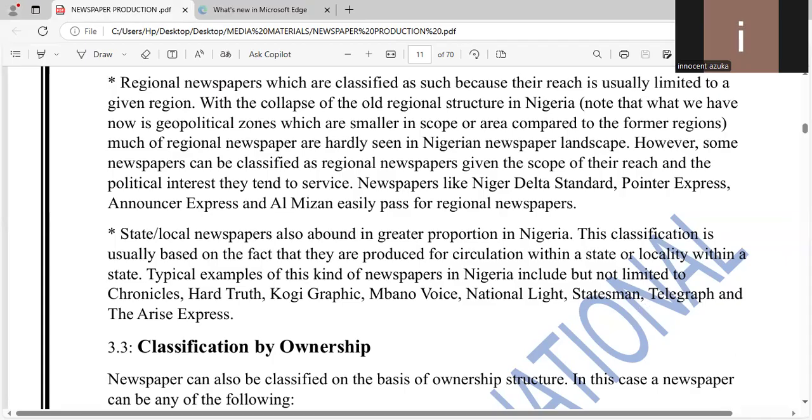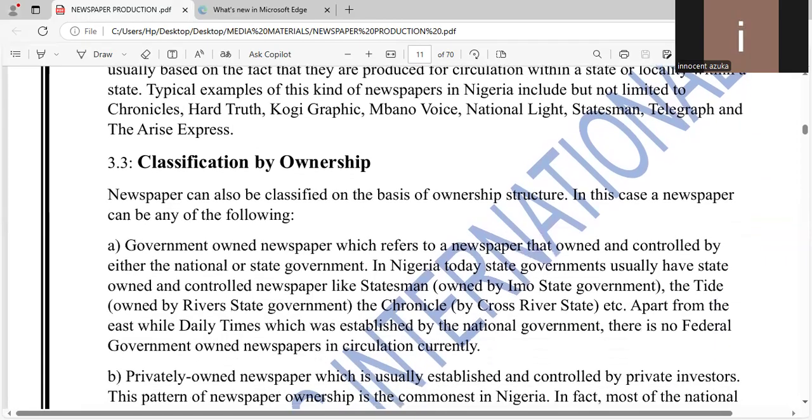So we also have classification by ownership. Newspapers can also be classified on the basis of ownership structure. In this case, a newspaper can be any of the following.